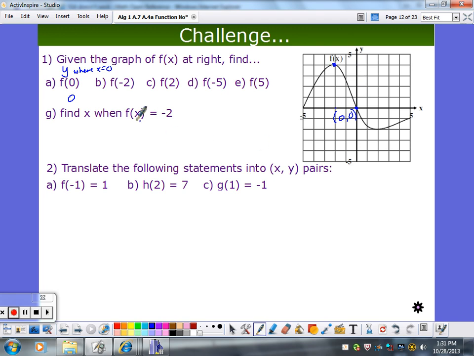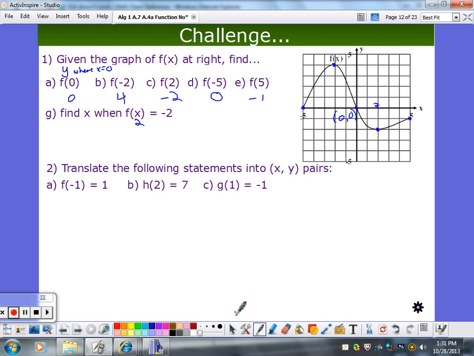4. So you're reading a graph, it's the same kind of thing. f of 2, what is that? Negative 2. What's f of negative 5? 0. Where's the zero of a function? What's f of 5? Negative 1. So you can read graphs of this. Find x when f of x is negative 2. Now I'm looking at this. Here's a negative 2. There's my y. What's x? 2.